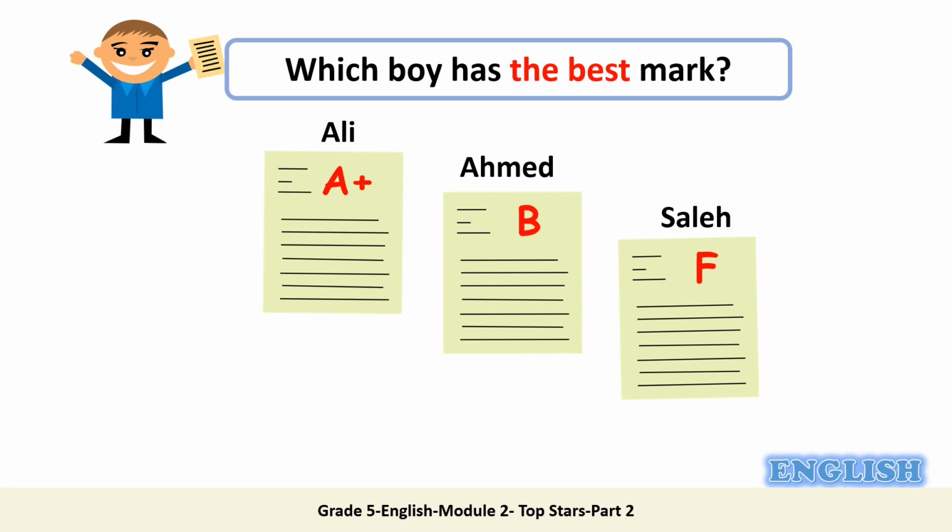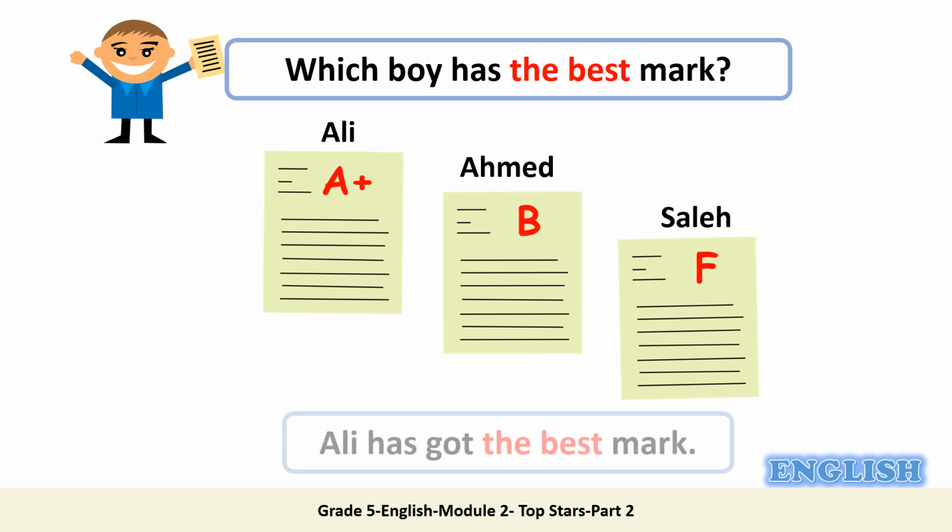Now, let's practice and form sentences using the naughty superlatives. Look at these exam papers. Ali got A, Ahmed got B, and Saleh got F. Which boy has the best mark? Well done! Ali has got the best mark.